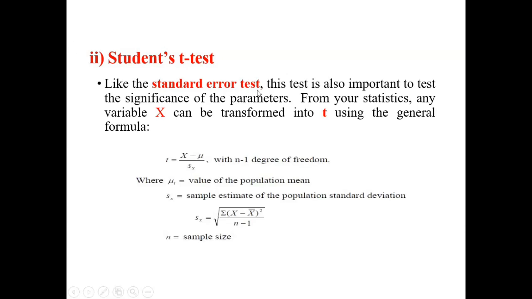Like the standard error test, this test is also important to test the significance of the parameter. So from your statistics, any variable x can be transformed using the general formula. The formula we use for the t test is t is equal to x minus mu over standard error. Now n minus 1 is simply the degree of freedom.